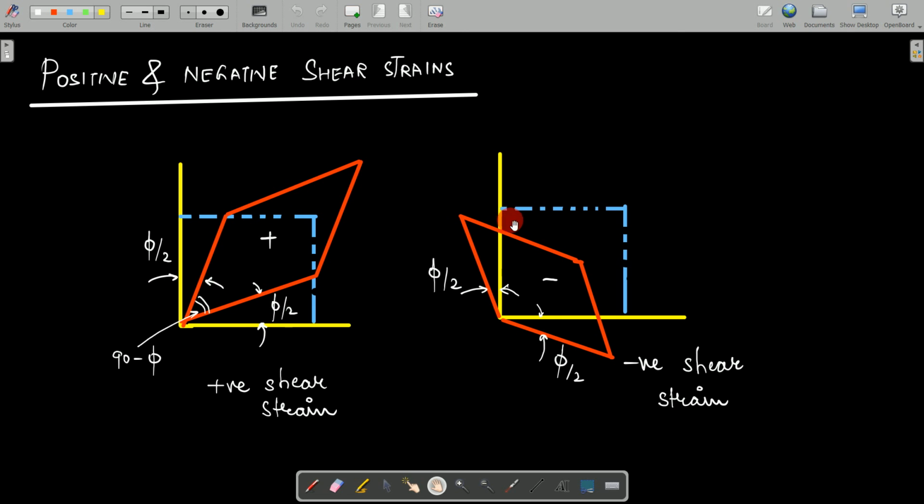Now if you observe that the shape is getting converted into some shape like this, where this angle is again phi by 2, phi by 2, then whenever this shape appears, understand it is a case of negative shear strain, and whenever this other shape appears, understand it is a case of positive shear strain.